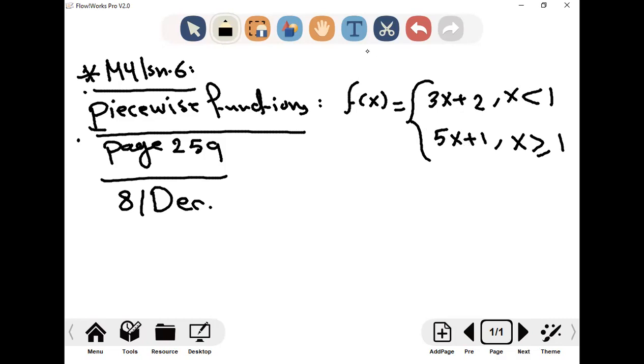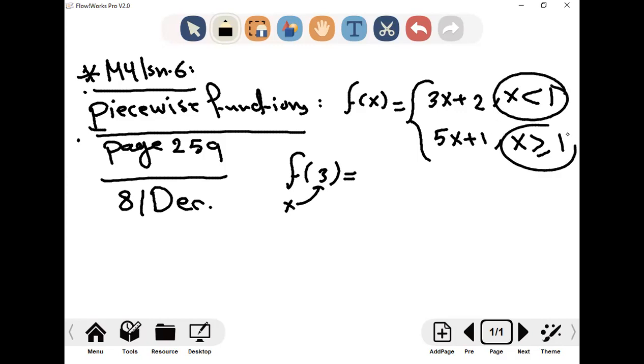For example, if I want to find the value of f of 3. Now this 3 is a value for what? For x. So you will go here and ask yourself, is 3 less than 1 or more than 1? So you will substitute down, not up, right? So you will say 5 by 3 plus 1, which is 16.